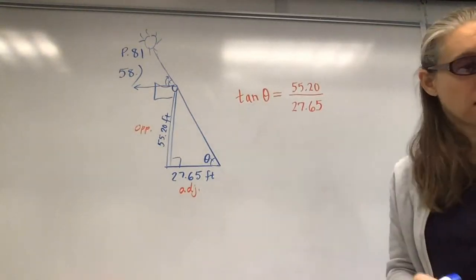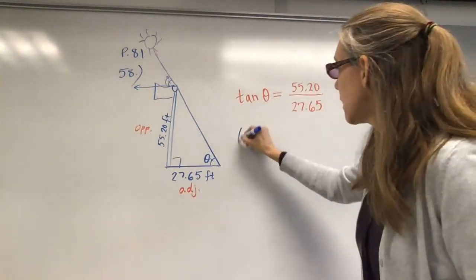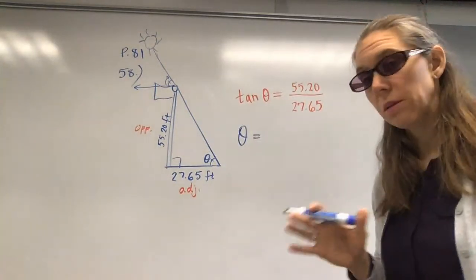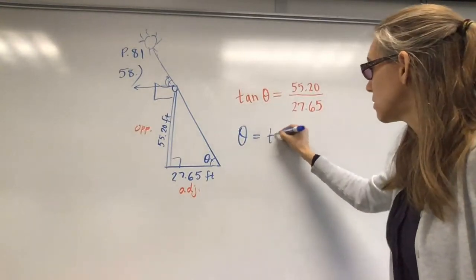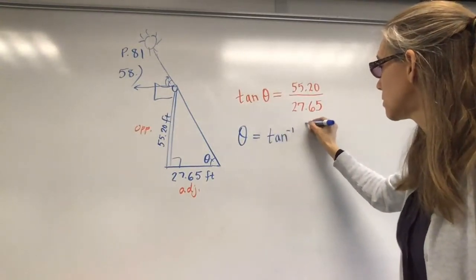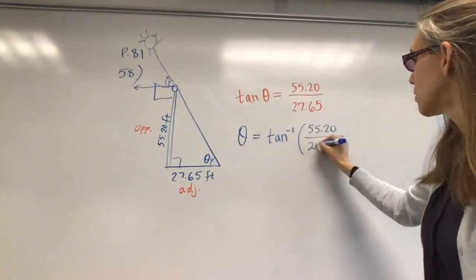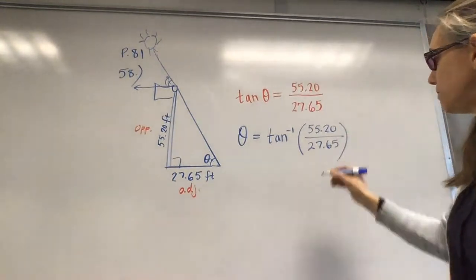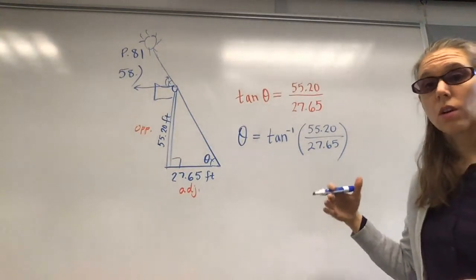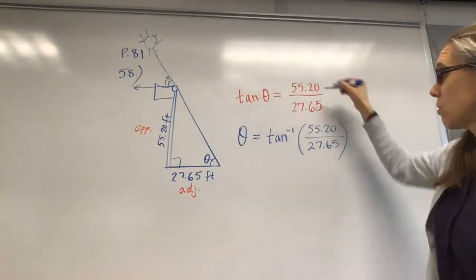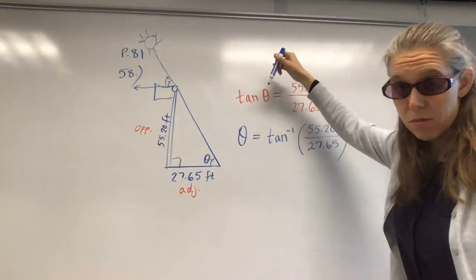Okay, so at this point now we are going to do tangent inverse on the calculator. So to find theta, we want to make sure that the degree mode is on in the calculator, not radian mode. Theta is equal to the tan inverse of 55.20 over 27.65. We use tan inverse or sine inverse or cosine inverse anytime we know the full ratio, but we are missing the angle measurement.